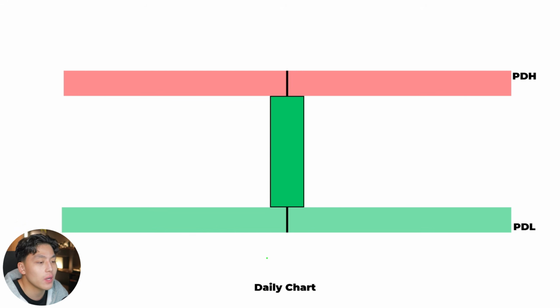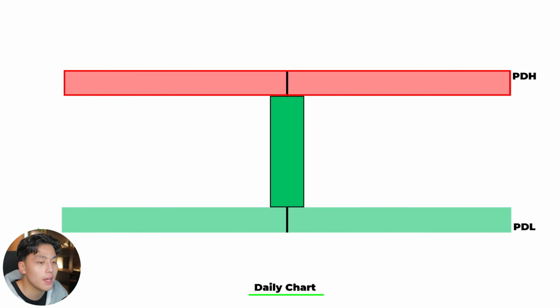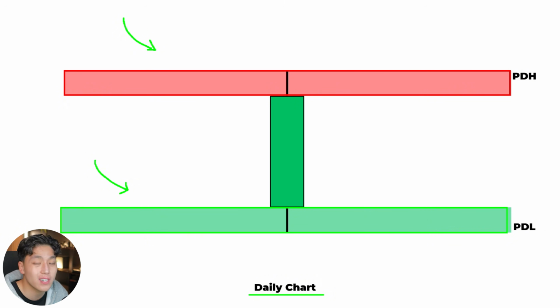So as you can see right here, what we have is a daily chart. In the most simplest way to break down what the box trading strategy is, all we're doing is boxing in our previous day highs and boxing in our previous day lows. Once we have drawn out this box, these are going to be the key areas that we're going to be looking for price to react off of.